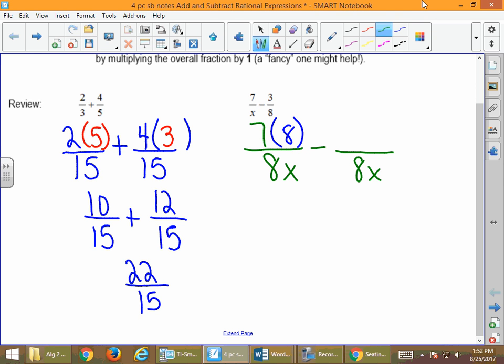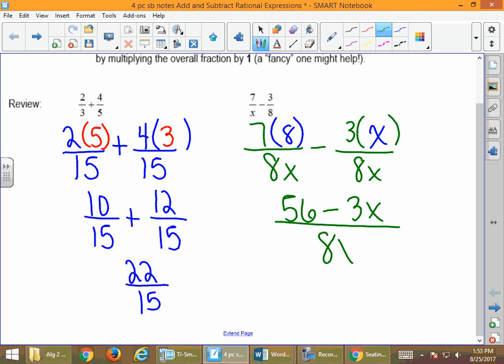Over here with the 3/8, the 3 is still there, but what's in our denominator now that wasn't in our denominator before? Well, the 8 was there before, and now we have an x. So we're going to have to put in that x. And now we can finish this problem. 7 times 8 is 56. 3 times x is 3x, all divided by 8x.